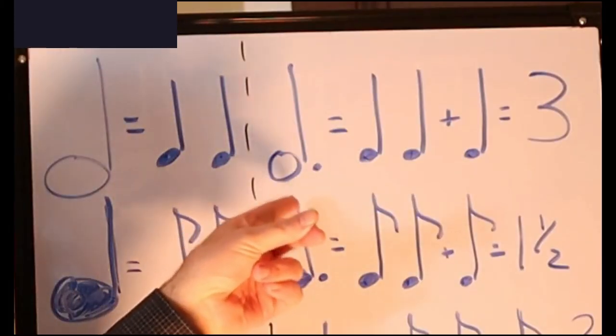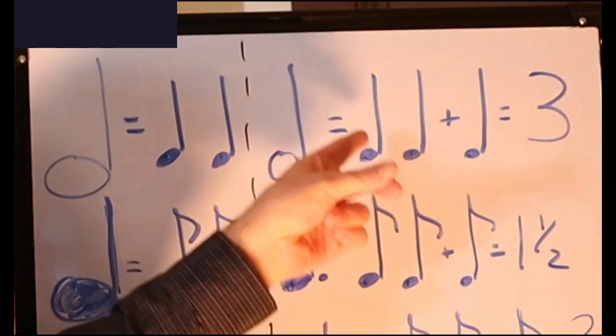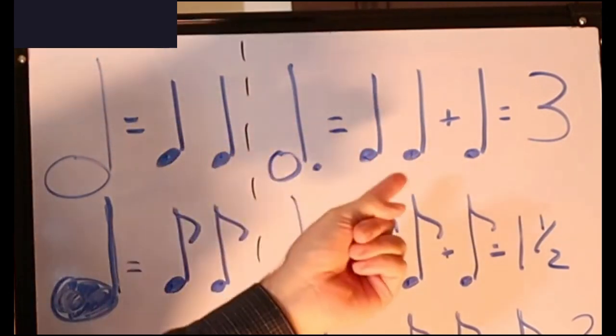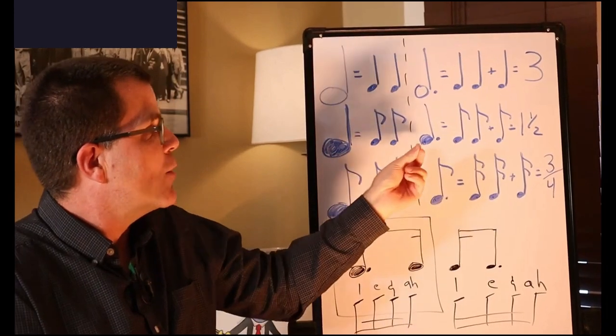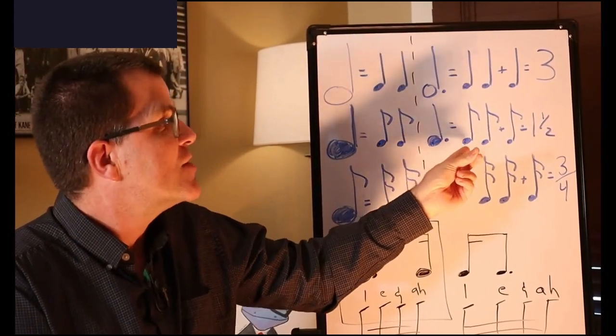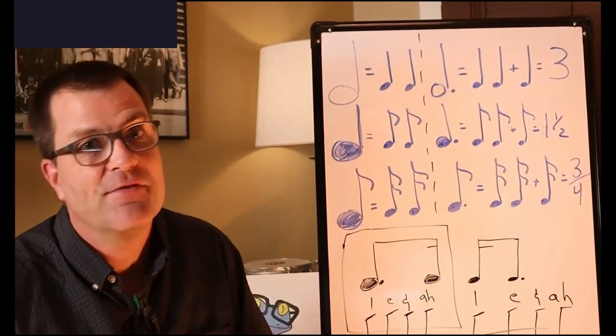We have now a dotted half note. So we have the 2/4 notes originally, and then we just take one more, and you have 3. It's as simple as that. We have 2/8 notes here. Now we have a dotted quarter note. We have 3/8 notes, and that is 1.5 beats.